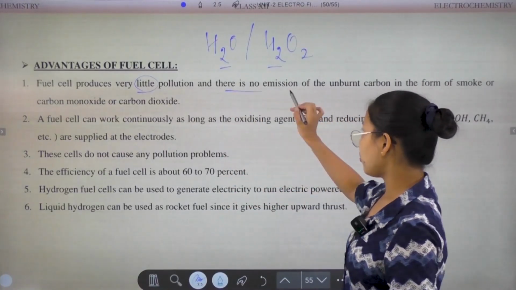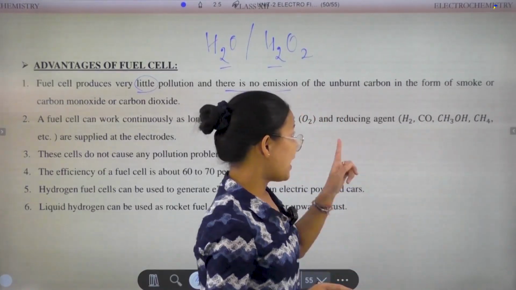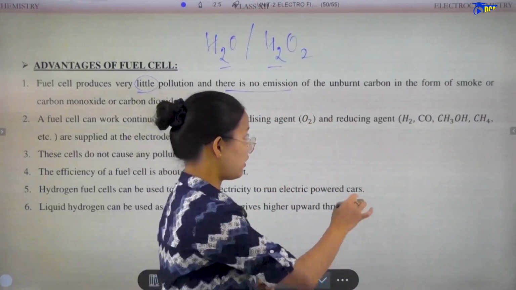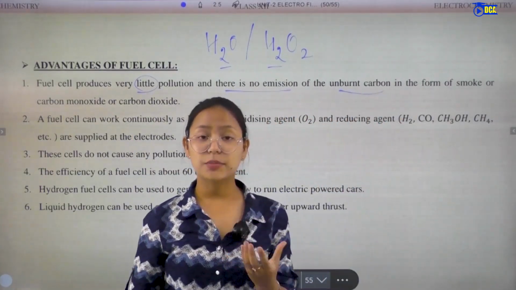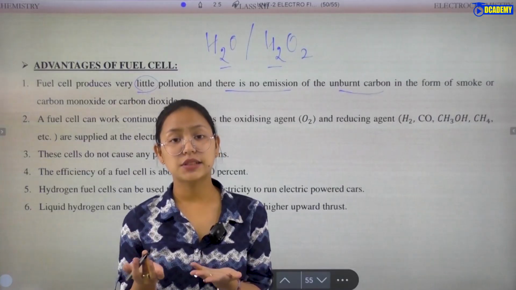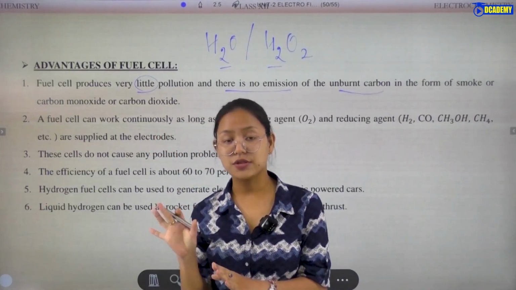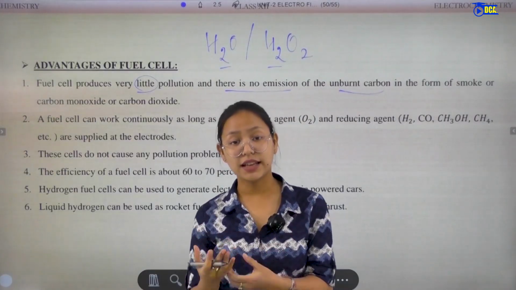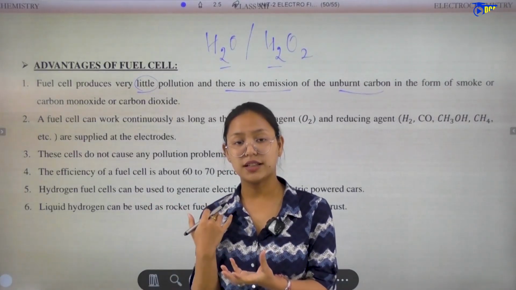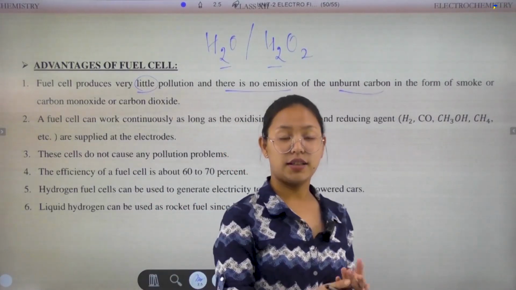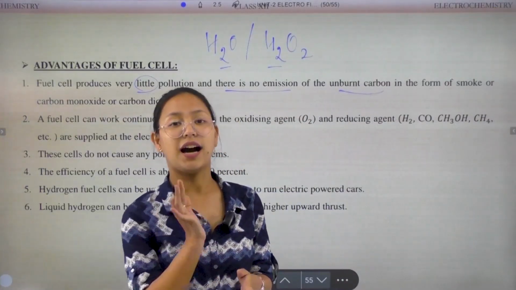And there is no emission of unburnt carbon, because the fuel cell has hydrogen and oxygen, which undergo complete combustion, so there will be no production of unburnt carbon.